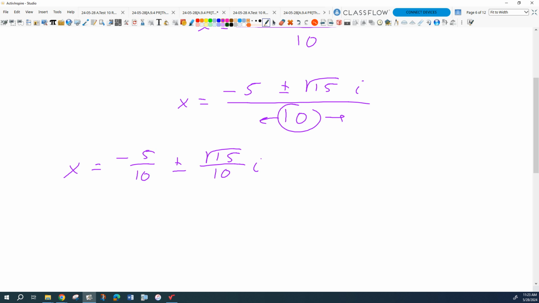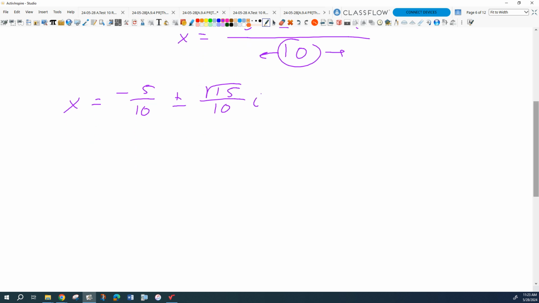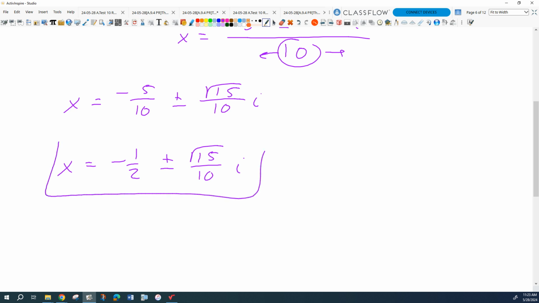Then I've got my real term plus or minus my imaginary term, which looks like a fraction times i. And what could I do to that first fraction to make things even simpler? So there would be my simplified answers. Good? Okay.